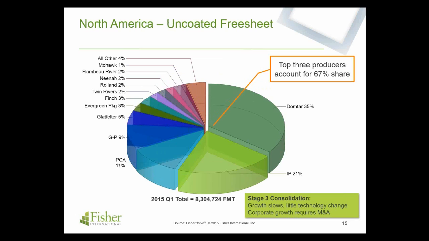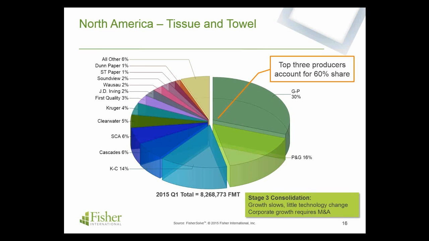For North American uncoated freesheet, very similar situation, 67% share between the top 3 shareholders. We would expect to see continued consolidation of that capacity as companies continue to extract profits from a non-growth market. Tissue and towel is interesting. Tissue and towel actually has a slow growth. It's growing at the rate of the population growth in the region, so it is a healthy market.